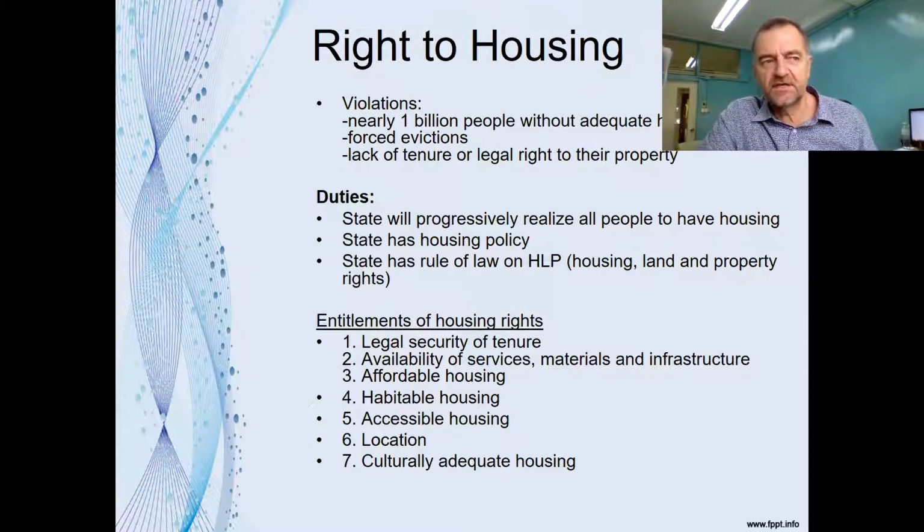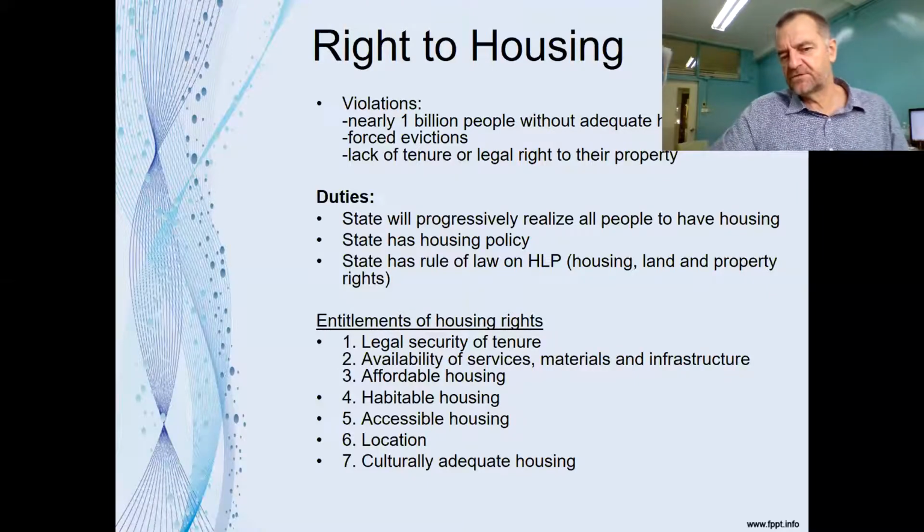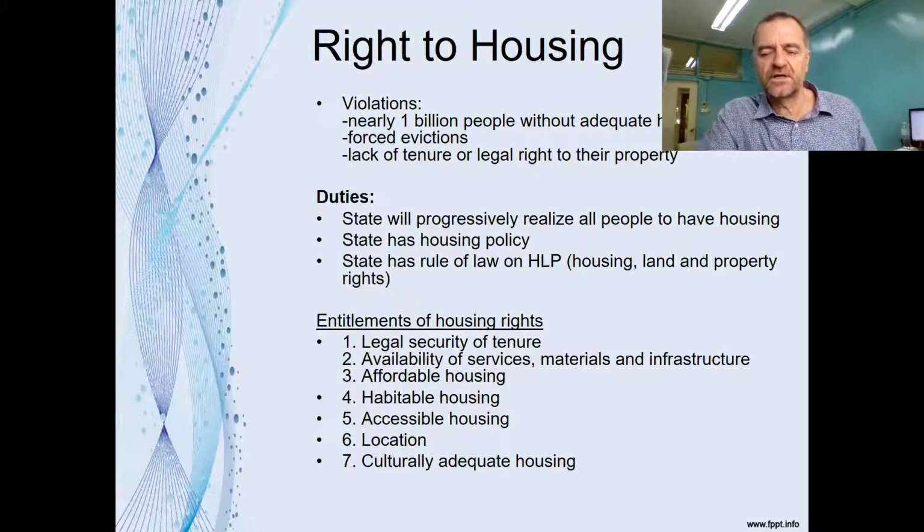Legal security of tenure, which means that people are protected where they live. Availability of services, materials and infrastructure, that can be water and electricity, the kind of things needed to make sure the house can be maintained and the house can be kept. That the house is affordable, so economic accessibility.